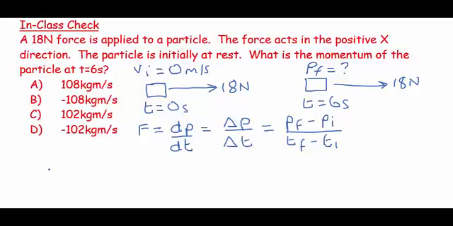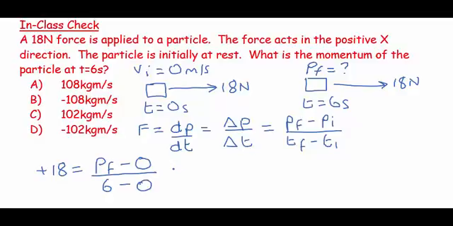And so I can say, well, okay, that's pointing in a positive direction, so plus 18 is equal to p final, which is what I want, minus p initial. P initial, from this diagram, is going to be the mass, which I don't know, but whatever mass it is, it's multiplied by 0, and something multiplied by 0 is 0. So my initial momentum is 0, over my final time, which is 6 seconds, minus my initial time, which is 0.